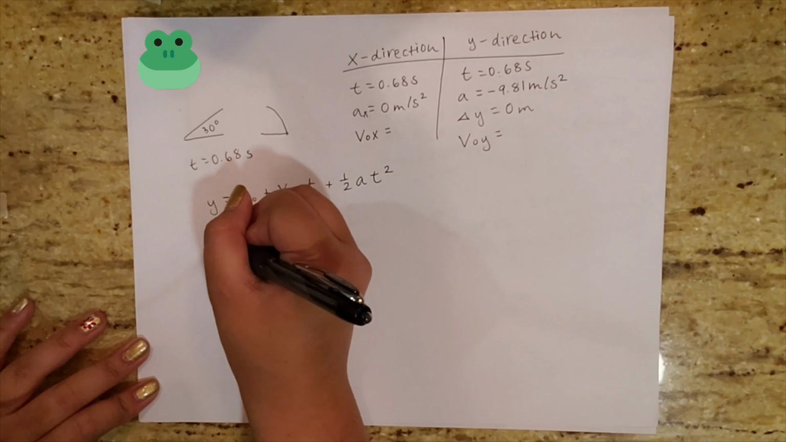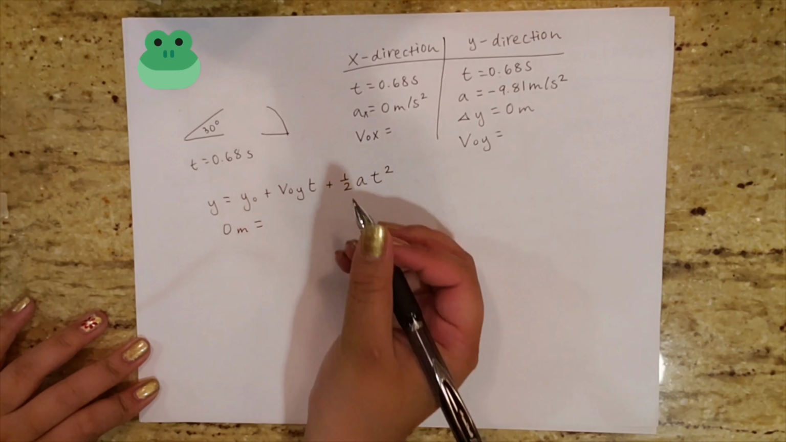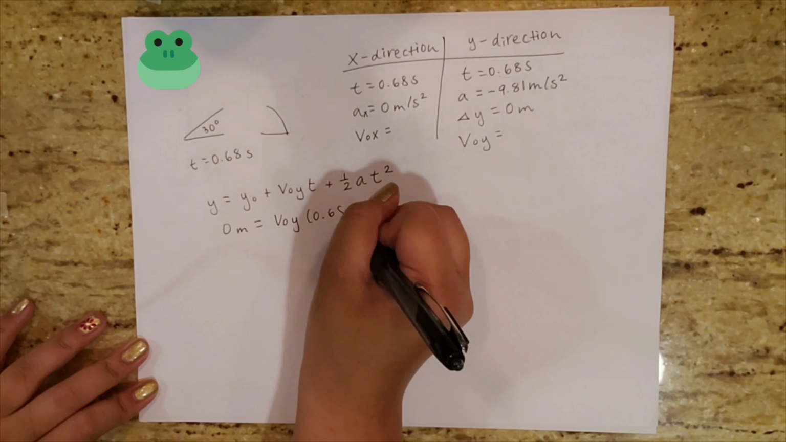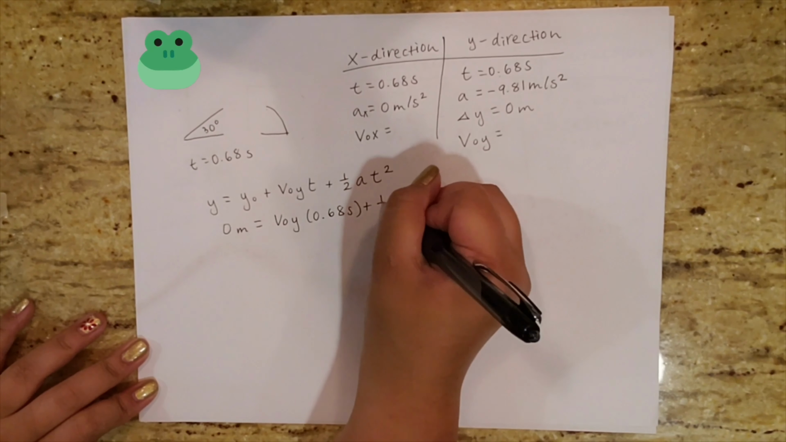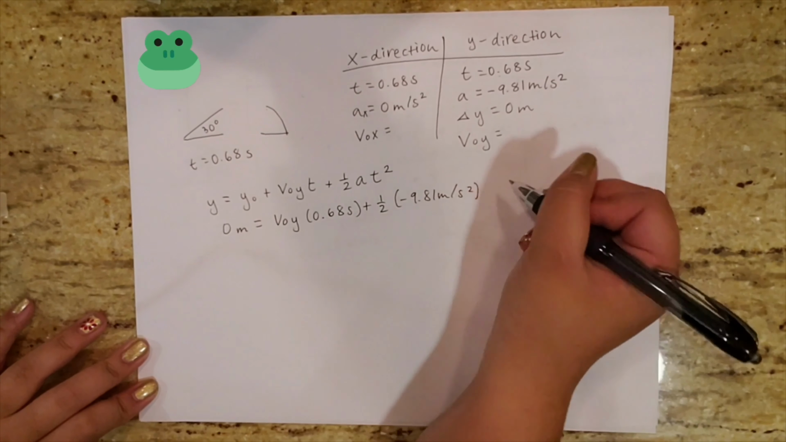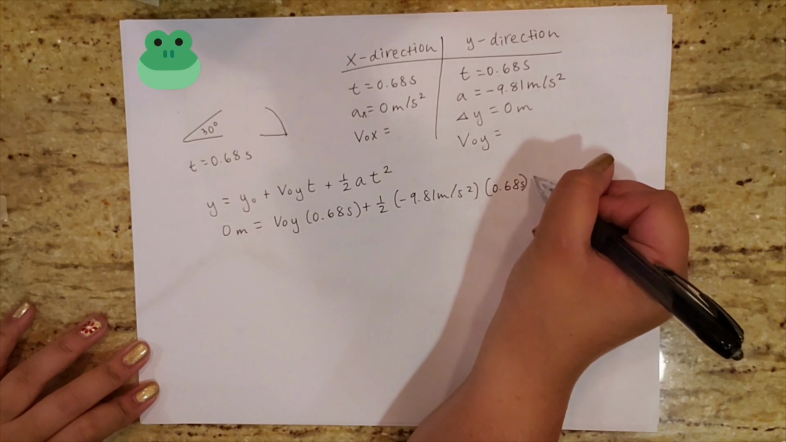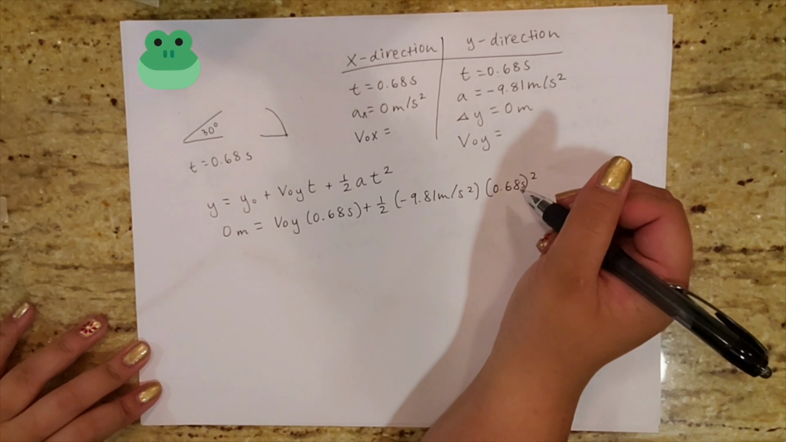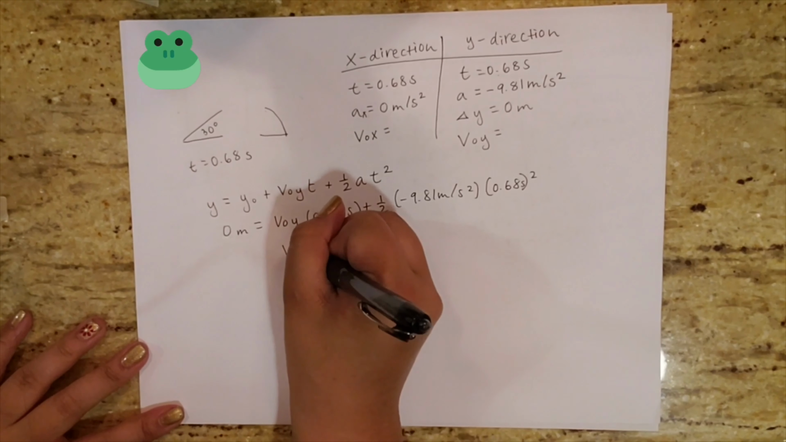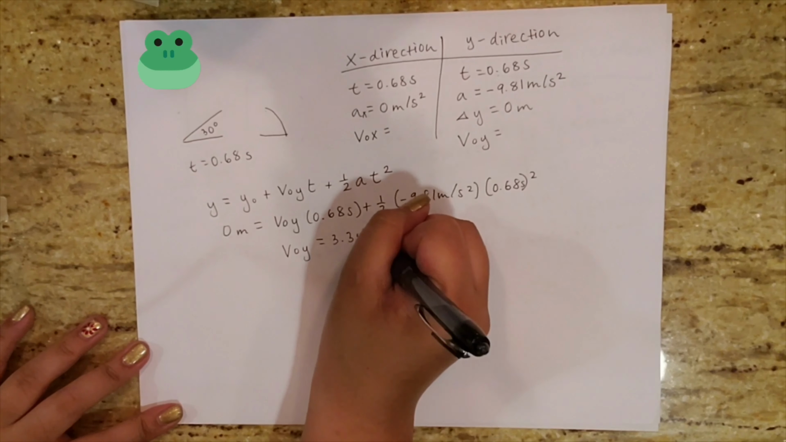So, the change in y is 0. We are trying to find initial velocity in the y direction. Time is 0.68 seconds plus 1/2 times negative 9.81 meters per second squared times 0.68 seconds squared. If you solve this and plug into your calculator, the initial velocity in the y direction is equal to 3.34 meters per second.